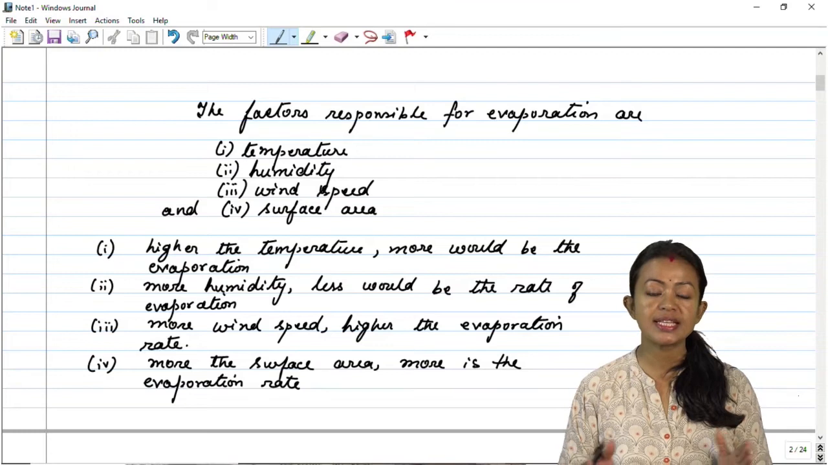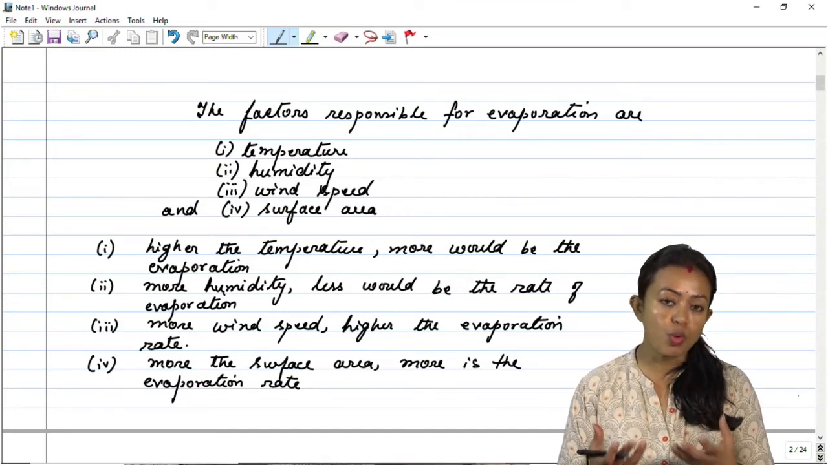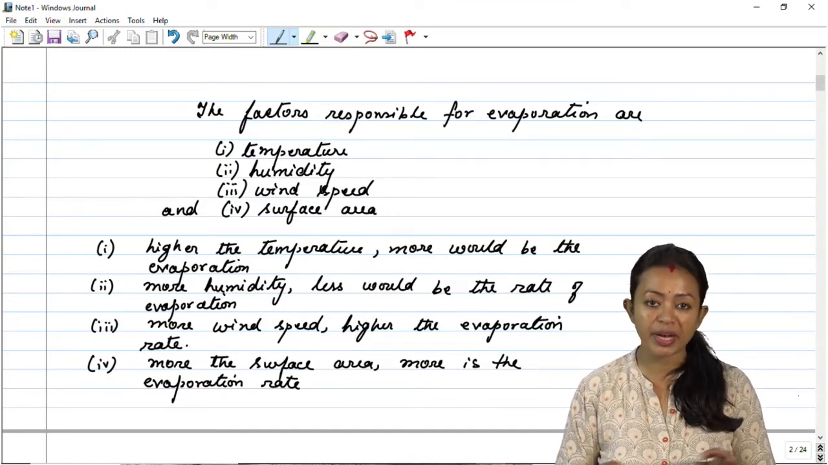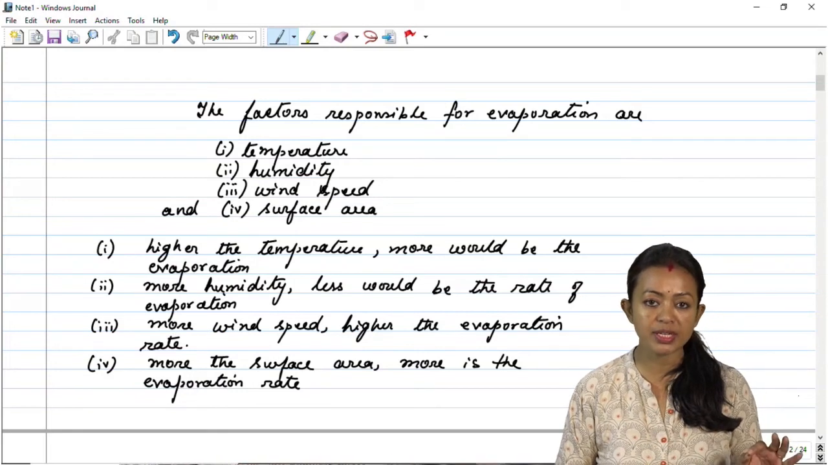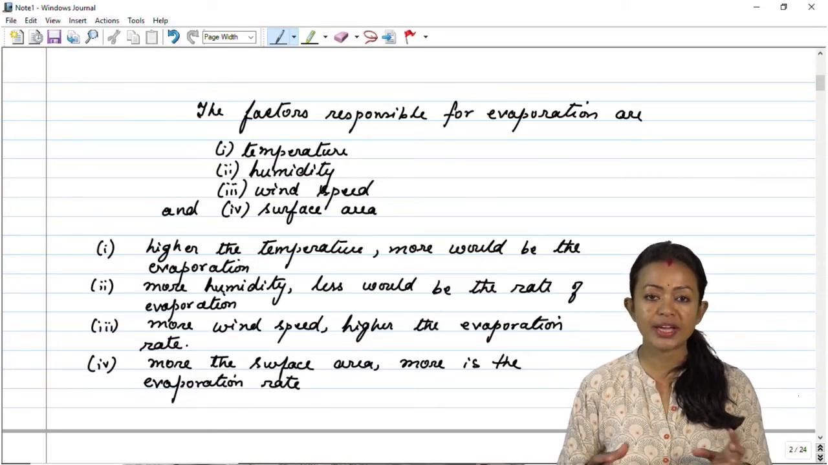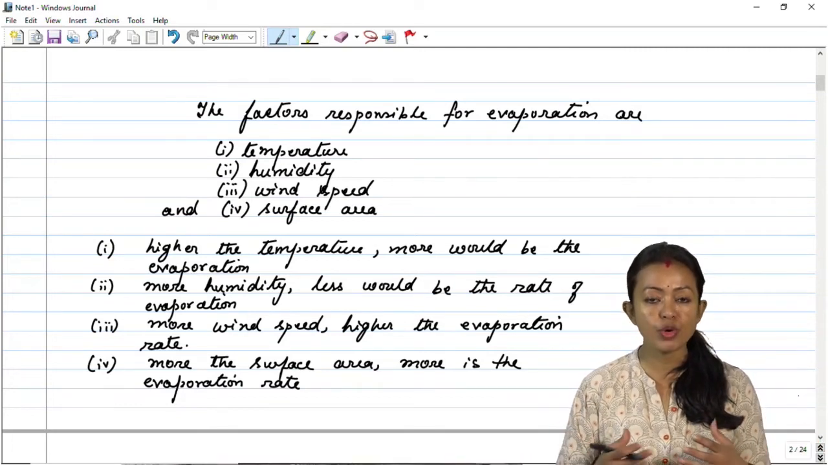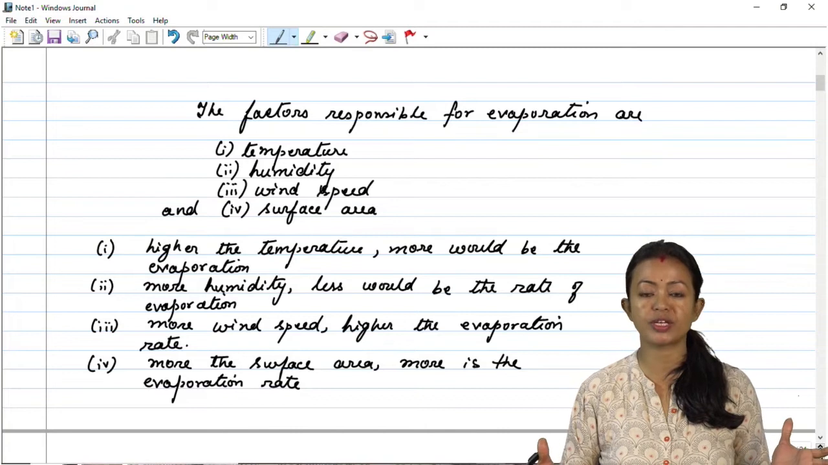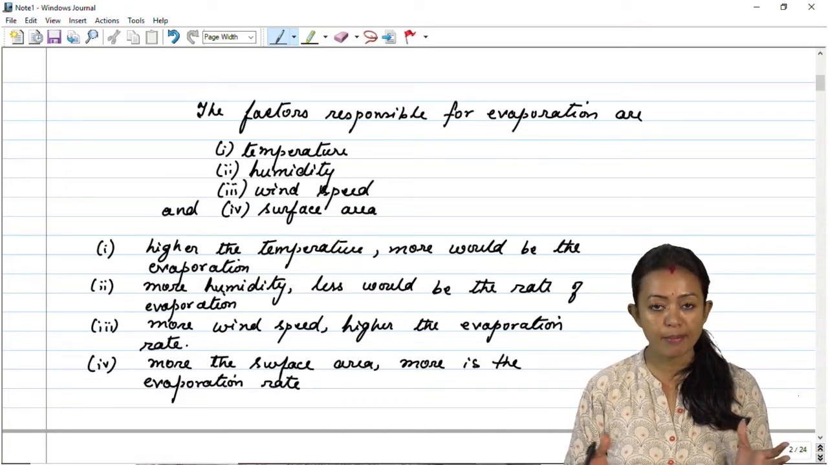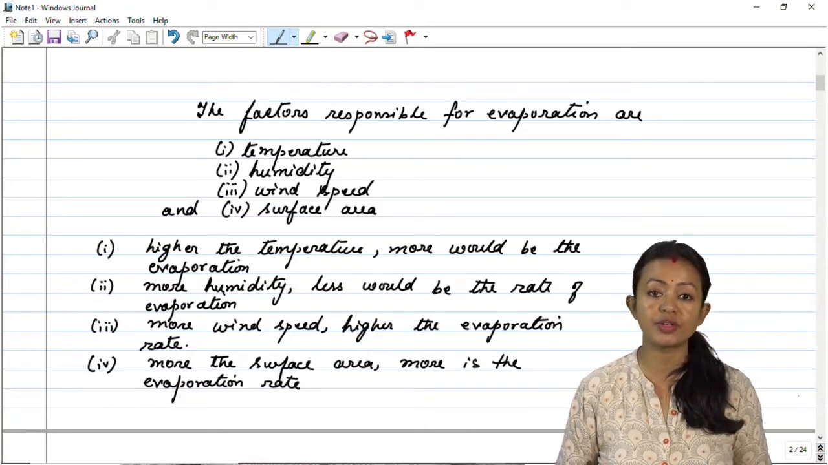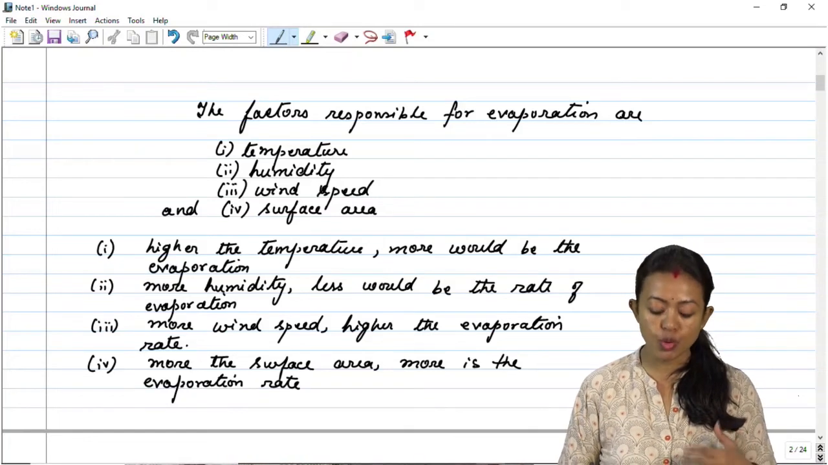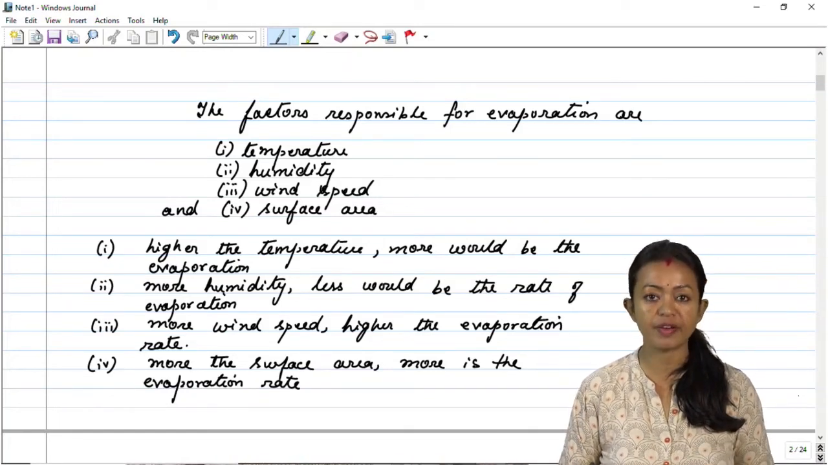So you would see that after you have washed the clothes, what do we do? We spread them. The reason why we spread them is that we are trying to expose the water molecules to the maximum surface area. So the more the surface area, the more water molecules will be exposed to the atmosphere. They are going to gain more energy and thus get converted into the vapor state faster. So the more the surface area, the more would be the rate of evaporation.